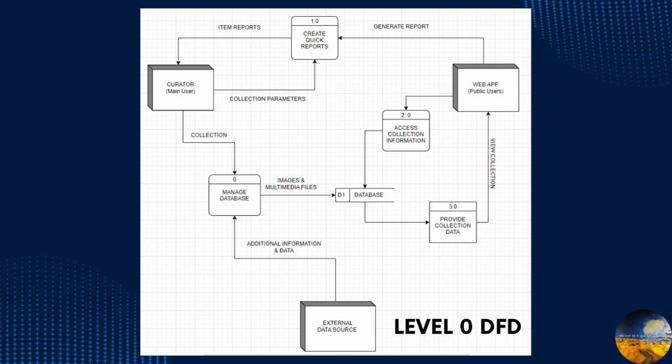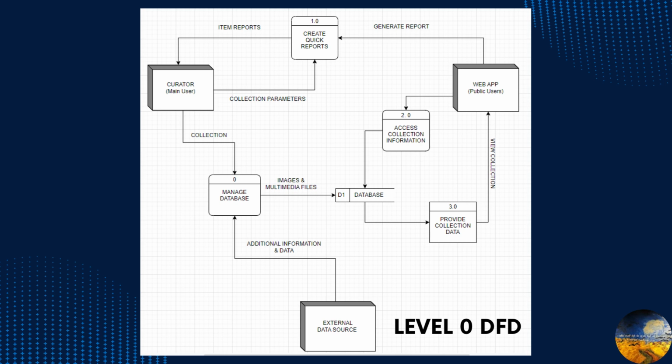Next, the web app entity sends a data flow to the access collection information process, which means users, including the public, use the web app to access collection information. The web app entity also sends a generate report data flow to the generate quick reports process, which means that curators can request the generation of quick reports through the web app.